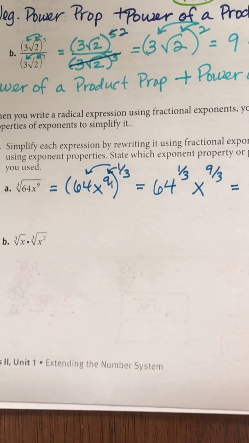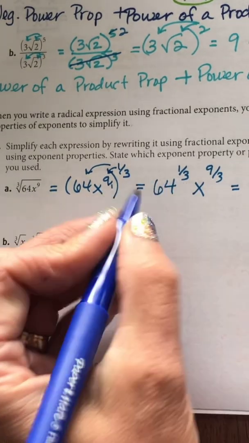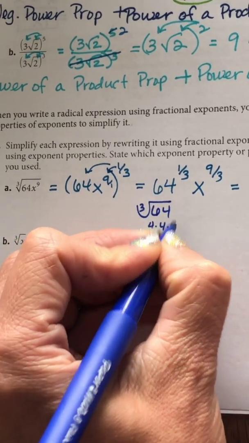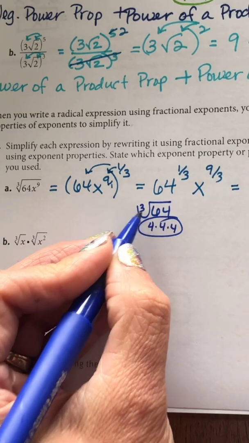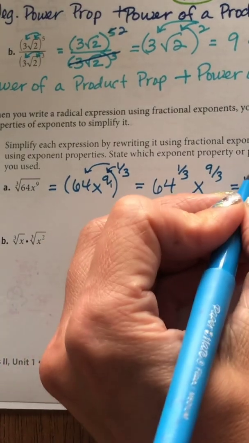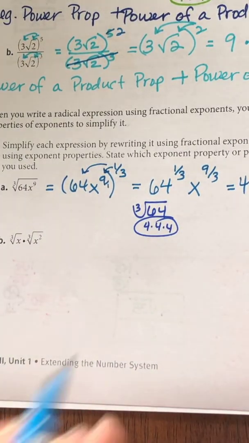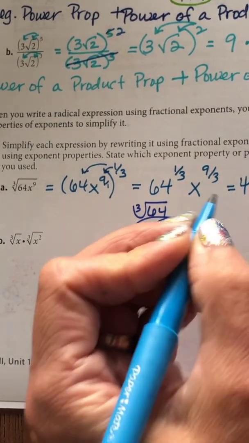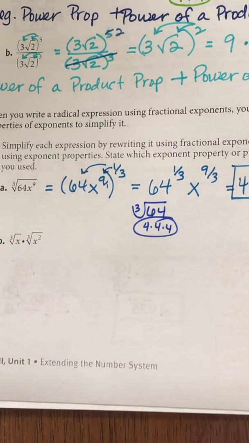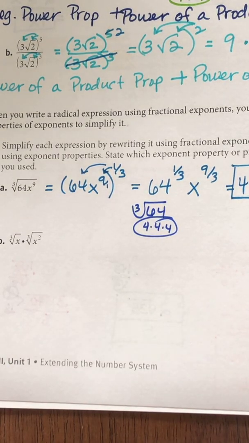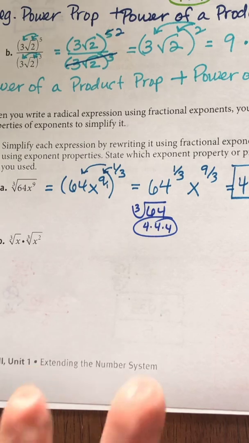64 to the 1/3 power is the same as saying, let me write it underneath, the cubed root of 64. 64, remember, is 4 times 4 times 4. So since I have a group of 3 4s, a 4 gets to come out. So the cubed root of 64 is a 4, or 64 to the 1/3 is a 4. And 9 over 3 is a 3, so this is an x to the 3rd. So 4x to the 3rd. Okay, so when you see a fractional exponent, you need to be able to think between a radical versus a fraction and how to convert it back and forth.